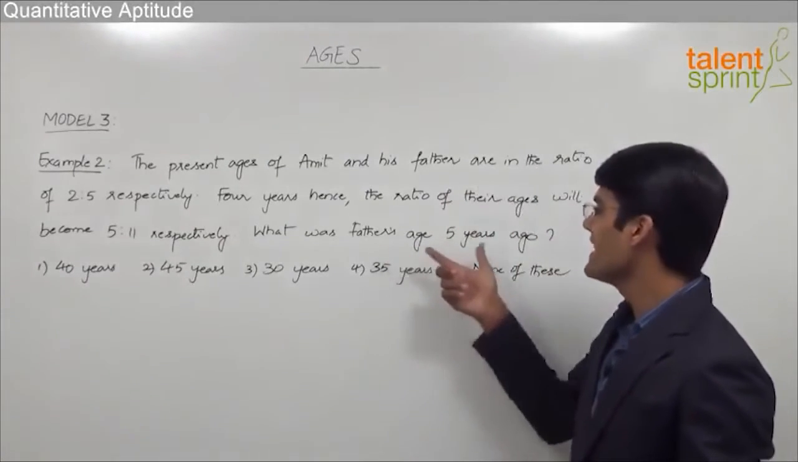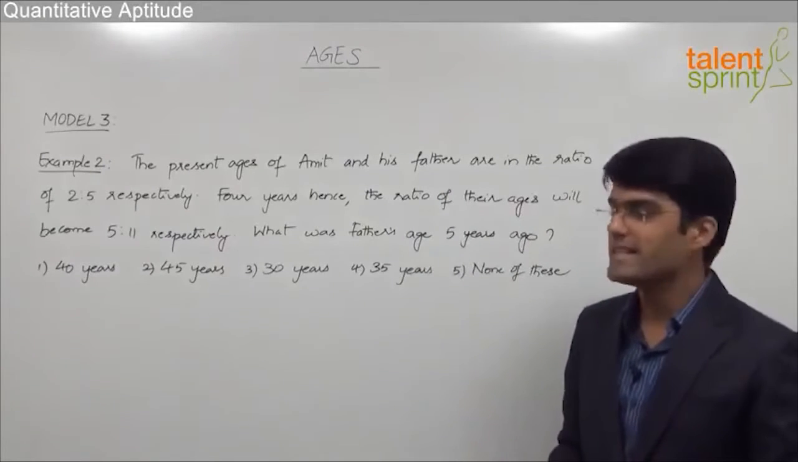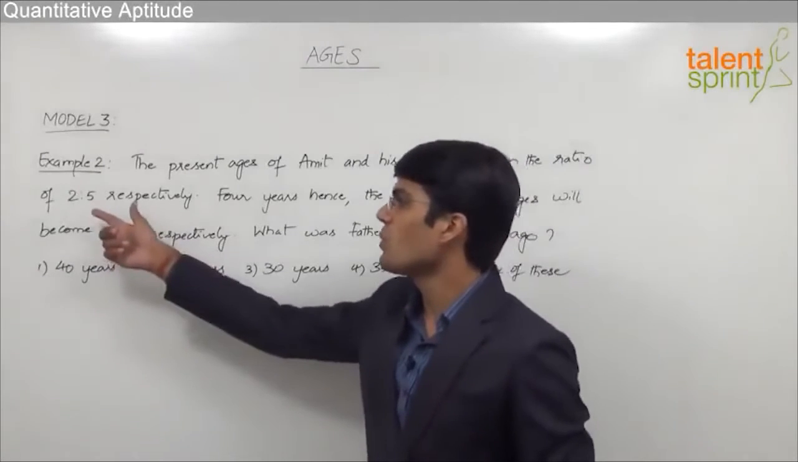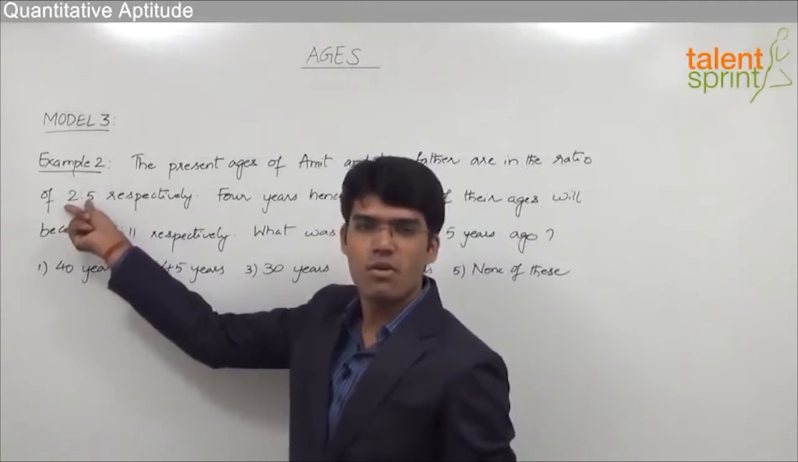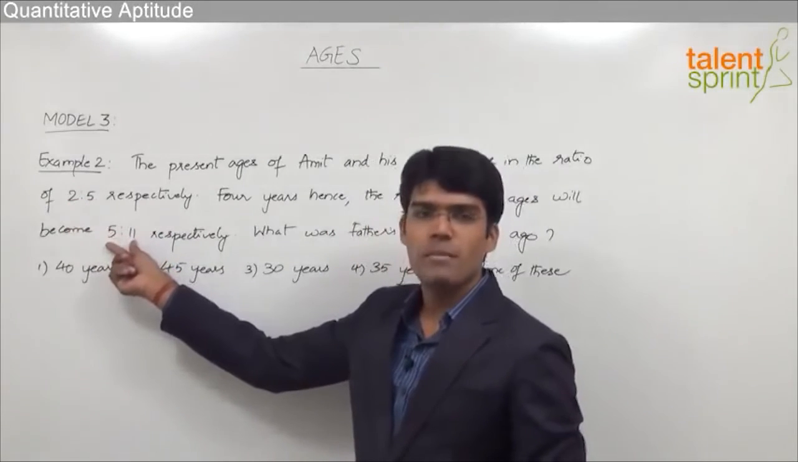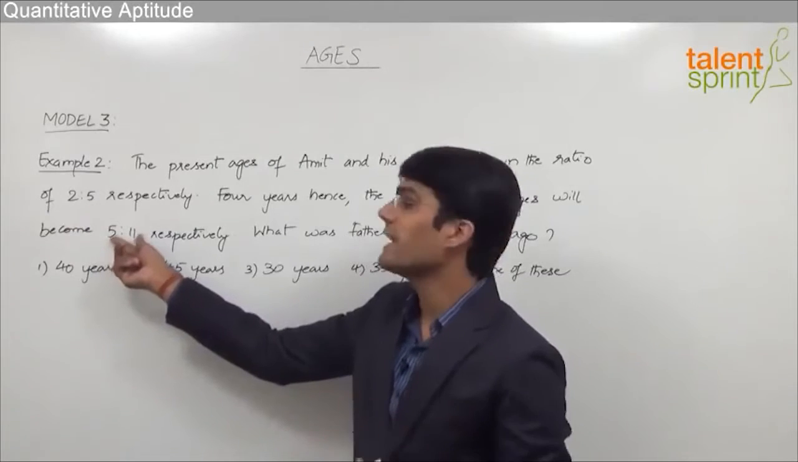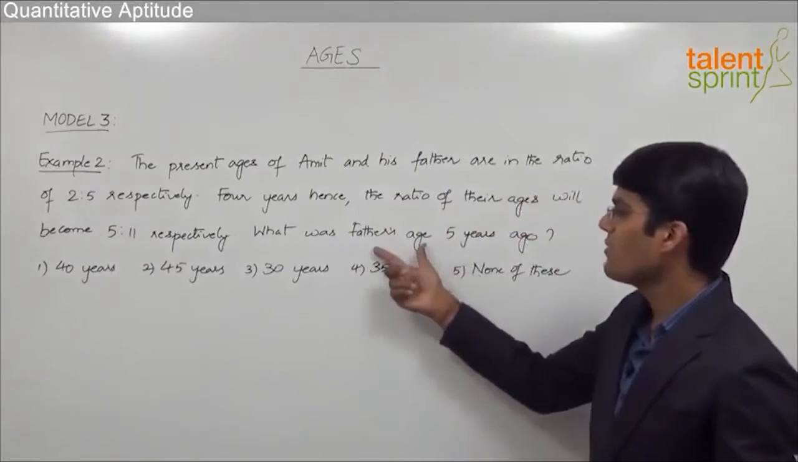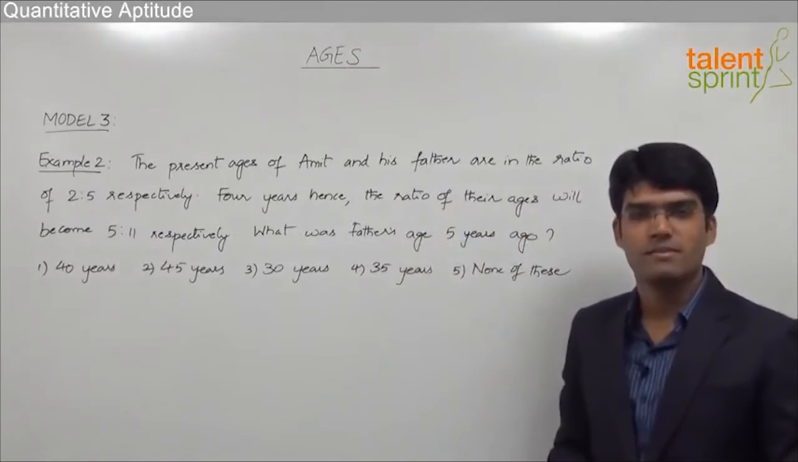What was father's age 5 years ago? So as you can see here, we have got two ratios. One is the present ages ratio of Amit and his father, and the second one is the ratio of Amit and his father's age 4 years hence. And we are supposed to find out father's age 5 years ago.